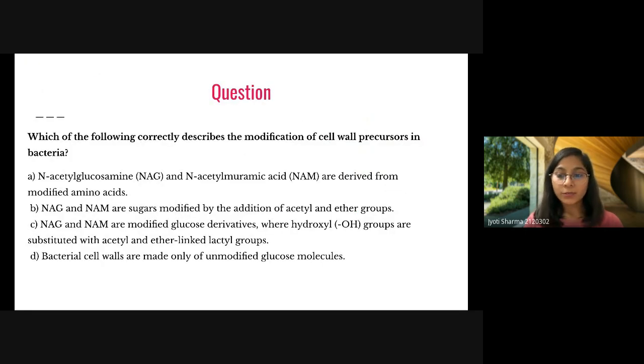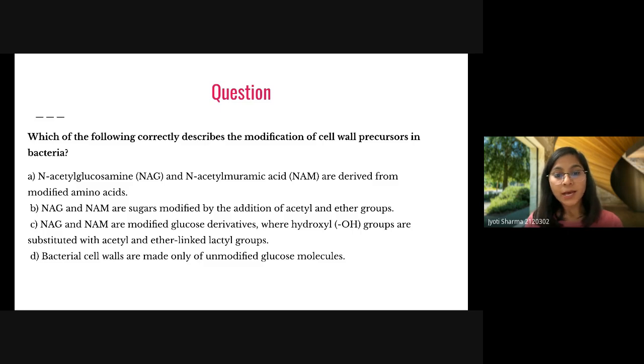Okay, next question is about the cell wall. Which of the following correctly describe the modification of cell wall precursor in bacteria? So we have two compounds. The one is NAG and the second is NAM. So this is known as NAM and NAG. You have to tell me from where or from what compound this has been derived.